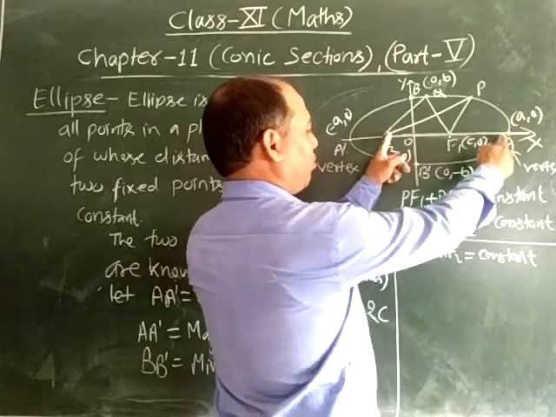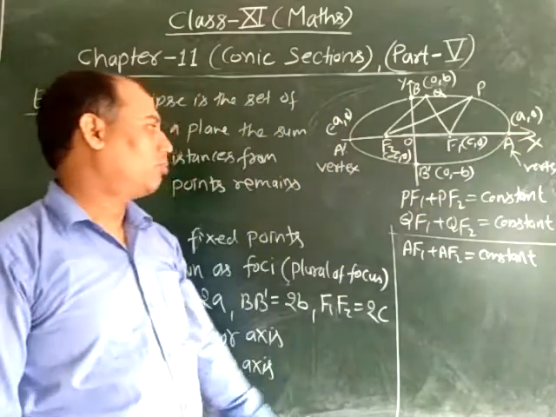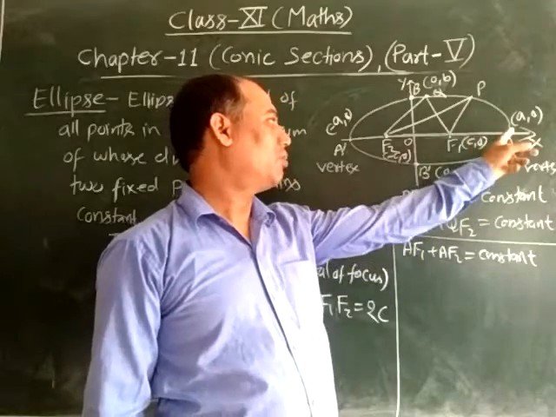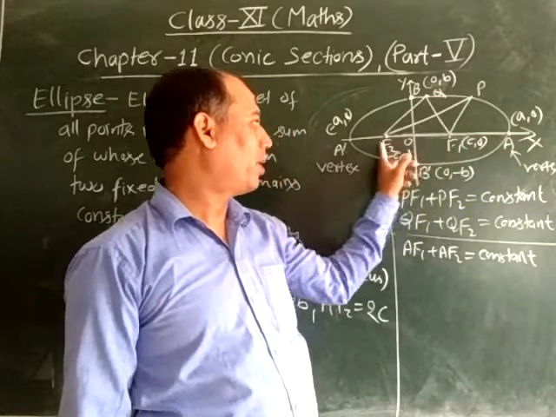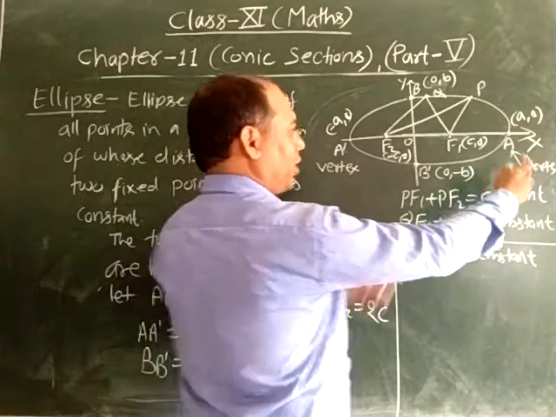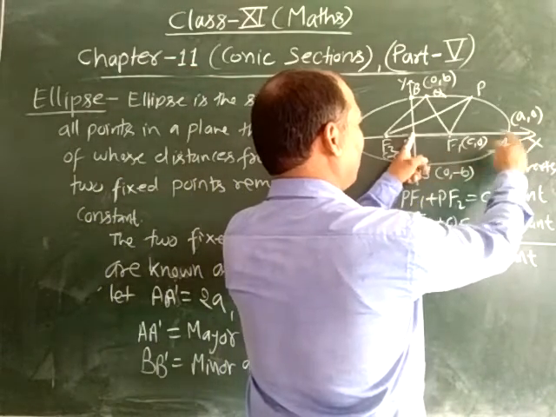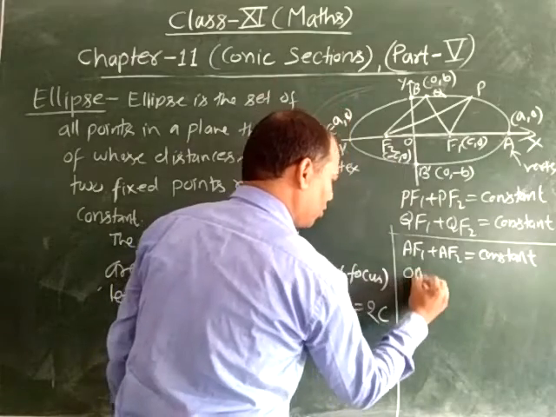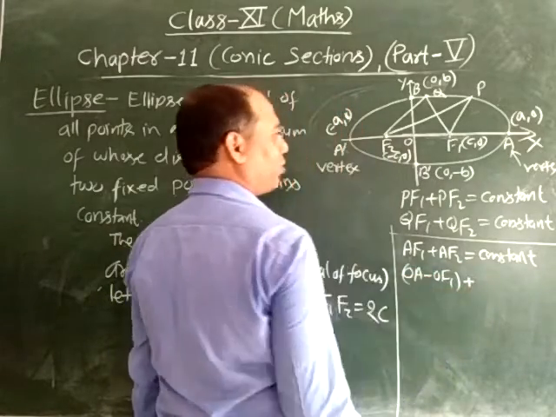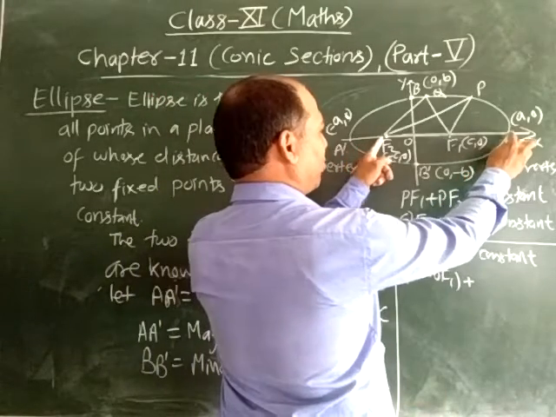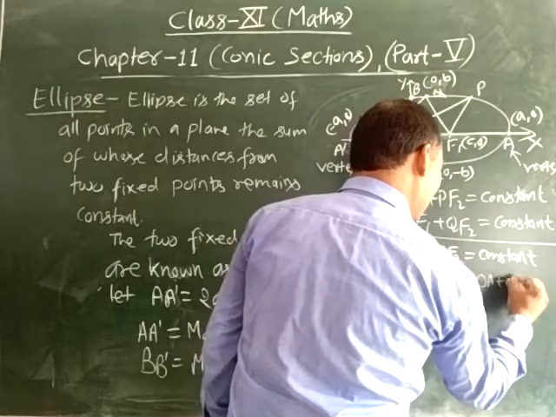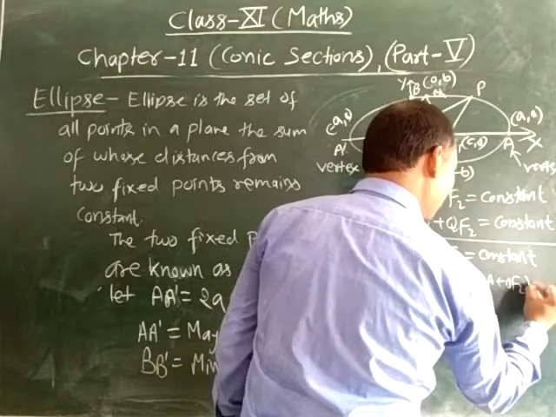AF1 plus AF2 is equal to a constant, because point A lies on the ellipse, so the sum of its distances from F1 and F2 becomes constant. Now AF1 can be written as OA minus OF1, and AF2 can be written as OA plus OF2. This is equal to a constant.